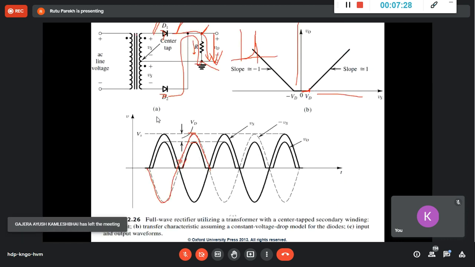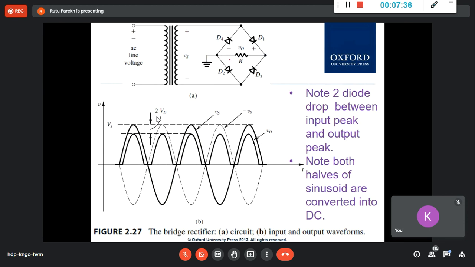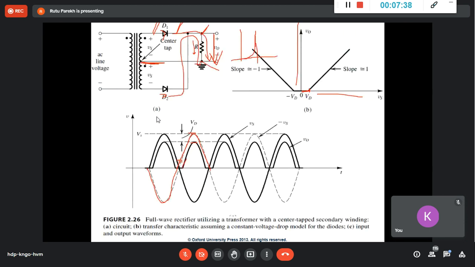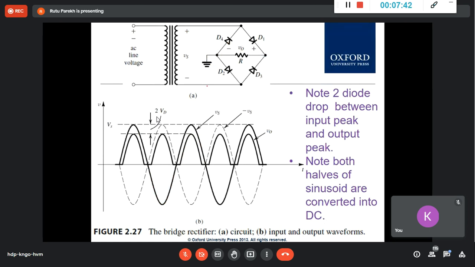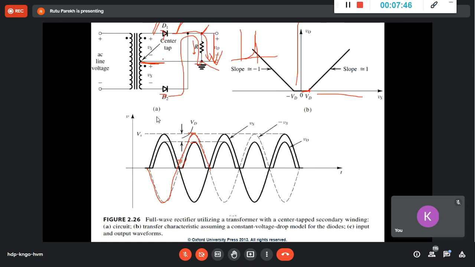Now listen, this is a transformer with a center tap. Now this center tap is more expensive compared to the two additional diodes that are here. Okay, so the center tap is more expensive compared to the cost of these two diodes. So this is cheaper. Again, this needs space. It occupies huge volume, the volume is more.